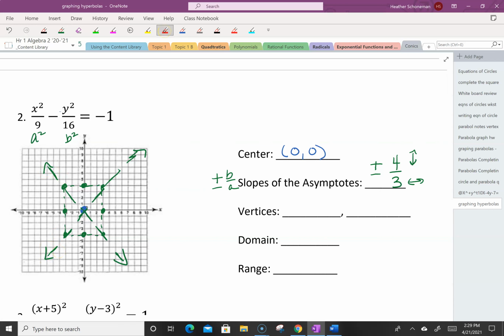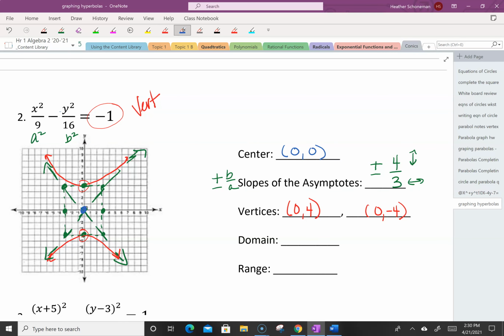Now I've got to figure out where to actually graph the hyperbola. Well, because it's a -1, this one is going to be vertical, so it's going to be up and down. So this time I'll start at the top point and get real close to the line, and the bottom point and get real close to the line. So these 2 points here are now my vertices. The top one is going to be 0, 4, and the bottom one is going to be 0, -4.